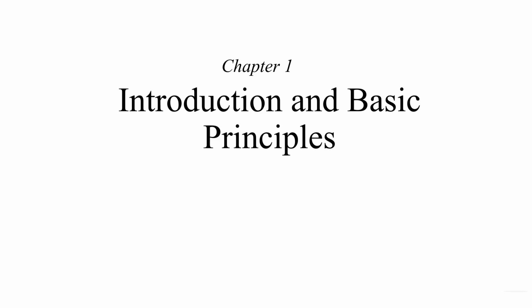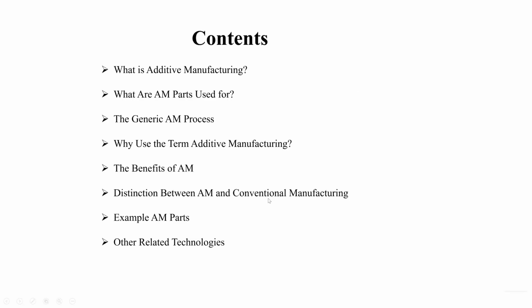Chapter 1: Introduction and Basic Principles from the textbook Additive Manufacturing Technologies, written by Gibson et al. The topics to be covered in this chapter are: what is additive manufacturing, what are AM parts used for, the generic AM process, why use the term additive manufacturing, the benefits of AM, distinction between AM and conventional manufacturing, as well as example AM parts and other related technologies. This also includes several subtopics in it.